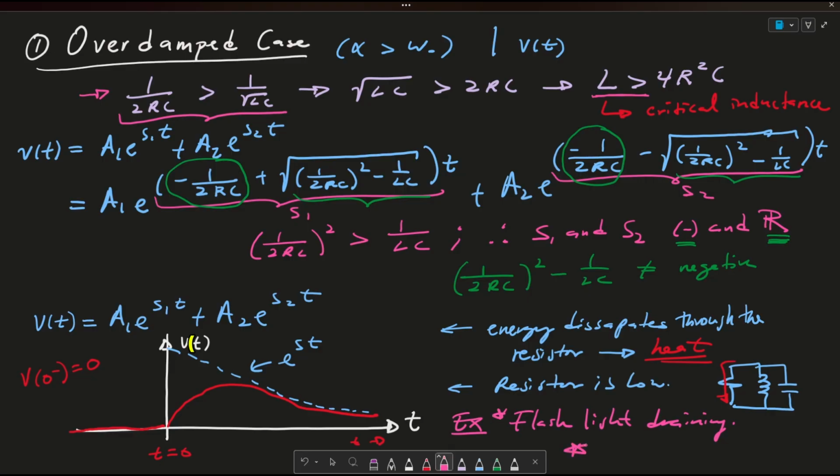Another example, which is more on a larger scale, is an emergency door. Most emergency doors, when you close them, don't shut right away. They take their time before they dissipate all their energy and then close. That's more of a mechanical system that is an overdamped case.